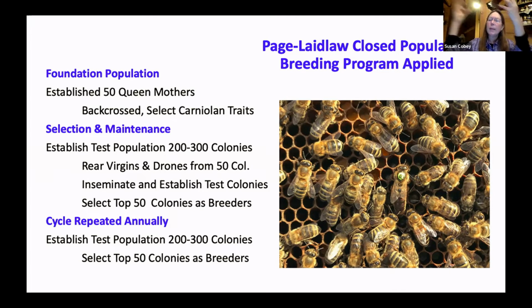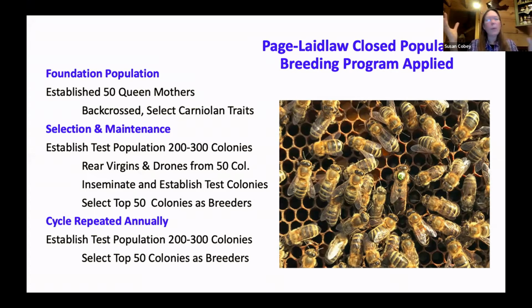But then from those, you take about the top third. These are your breeders for the next generation. So it is a type of inbred system, but it's a big enough gene pool that you don't have effects of inbreeding. And then we would just reproduce this cycle every year. So you got your 50 queen mothers, you're taking virgins and drones off of those, inseminating those, crossing those, make a test population, and then run them through the selection process.